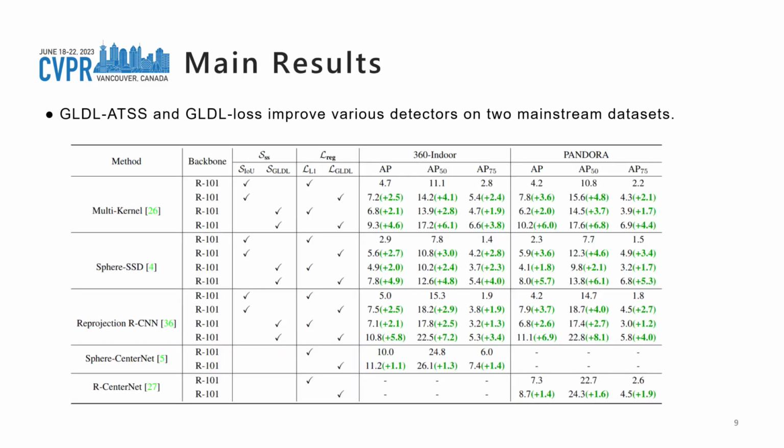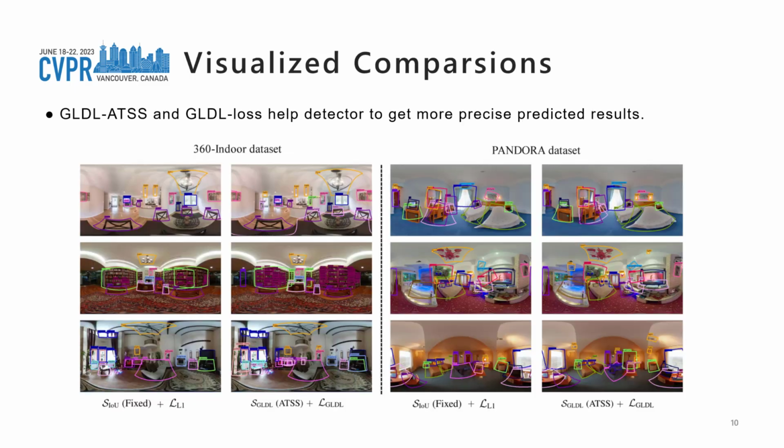Now, let's move on to the classic datasets and detectors that we used for our experiments. Obviously, GLDL-ATSS and GLDL loss improve various detectors on two mainstream datasets. Finally, to provide a more intuitive understanding of our results, we'll show you some visual comparisons between our method and classic approaches on several mainstream datasets. As you can see, GLDL-ATSS and GLDL loss help detectors to get more precise predicted results.